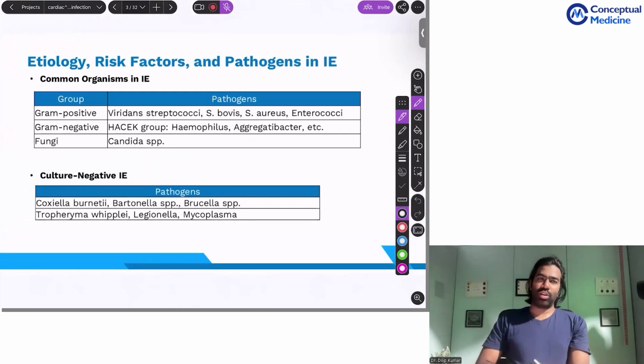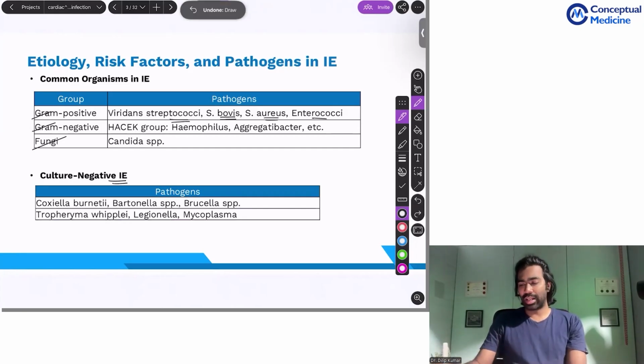All right, so what are the etiology, risk factors, and pathogens that are involved in infective endocarditis? So we can have a variety of gram-positive, gram-negative, and fungal organisms, and sometimes you can get a true culture-negative infective endocarditis as well. So what are the gram-positive organisms that are involved in infective endocarditis? We have Viridans group Streptococcus, Streptococcus bovis, Staph aureus, and Enterococcus.